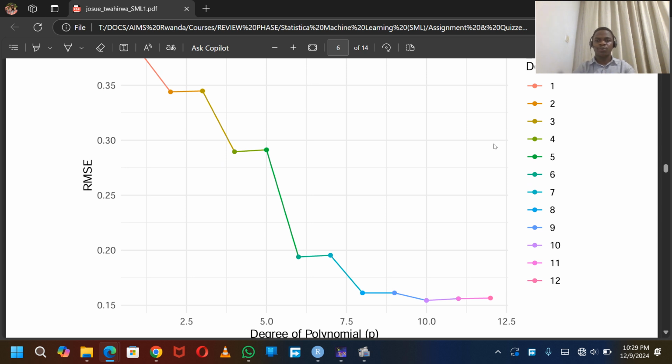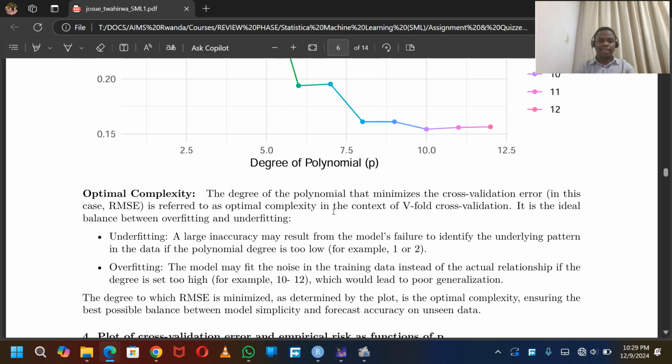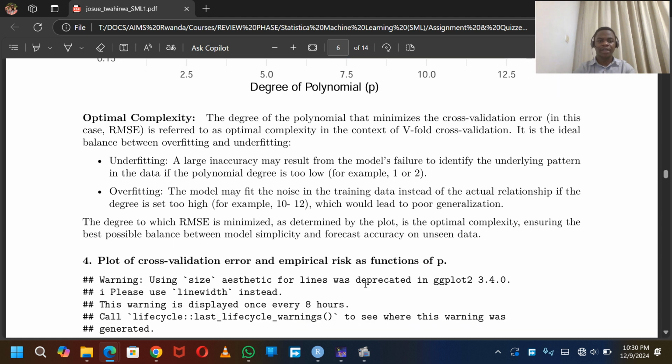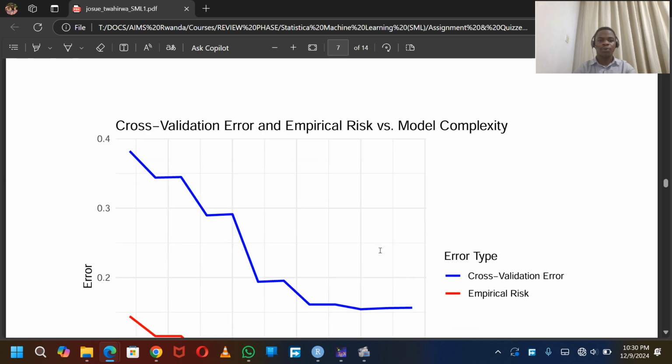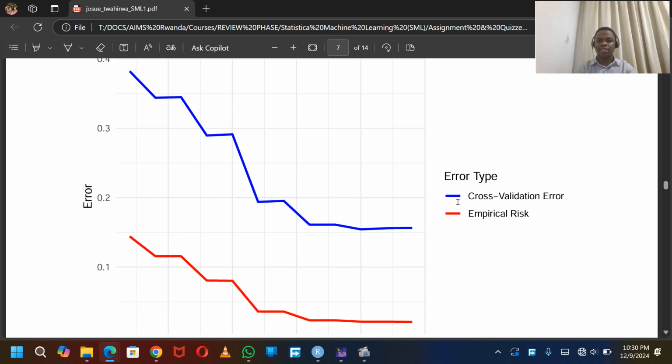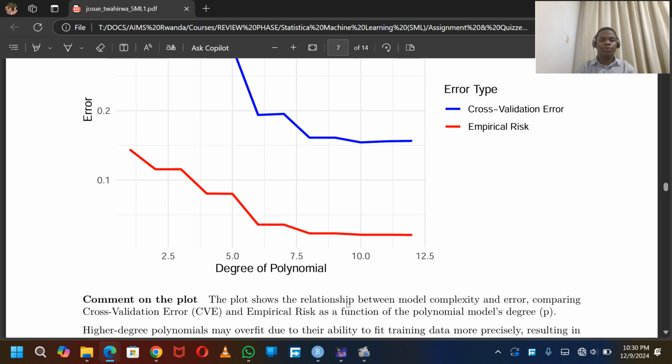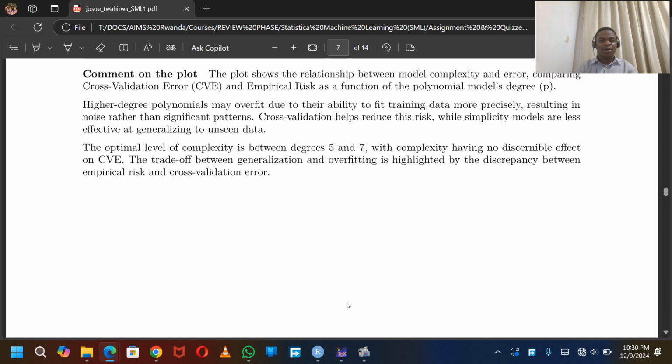So I studied also the cross validation of data, where I've seen that at degree 1 and degree 2 the data was underfitted, and when p is 10 or more than 10, the data becomes overfitted. So we were requested to find the optimal solution for our model. So I have created the cross validation error and this empirical risk error.